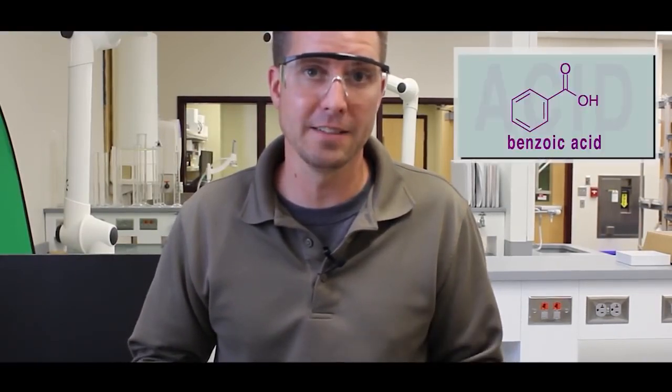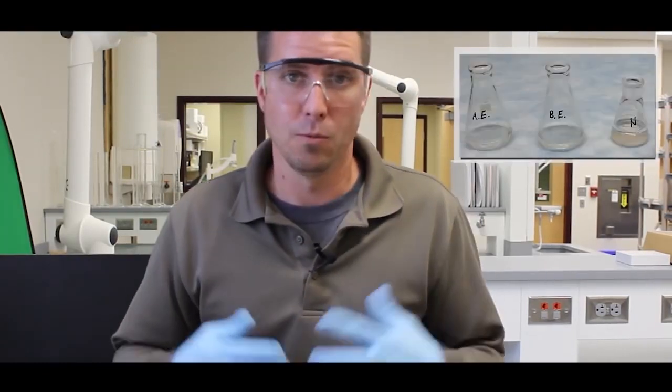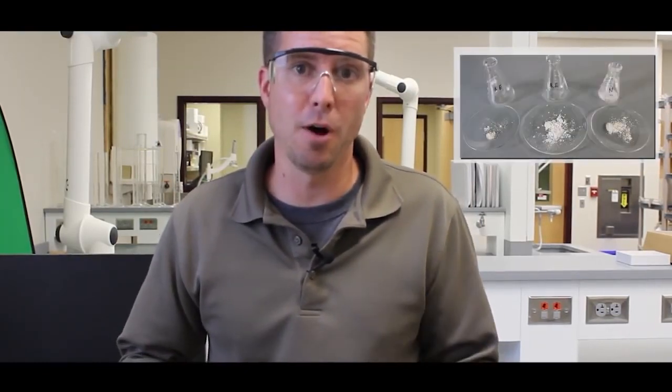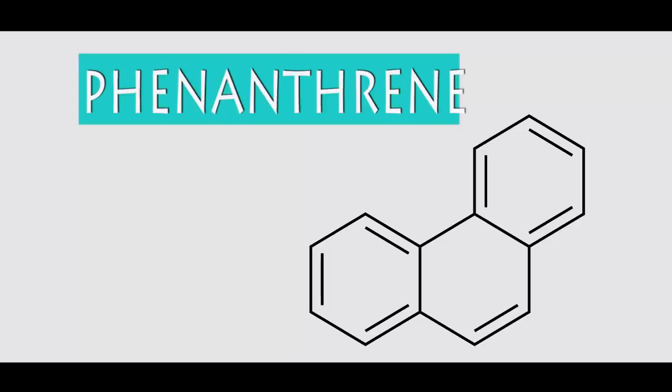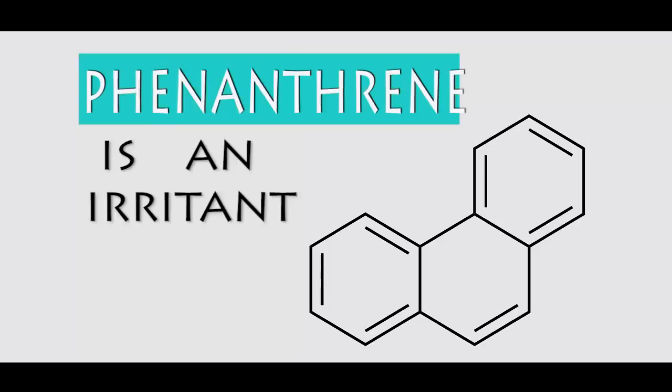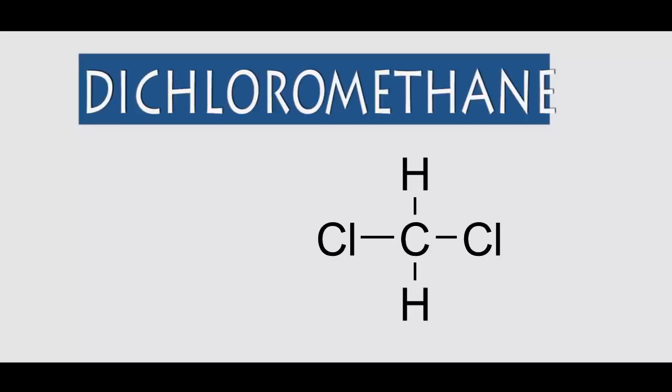Once that's removed, I will throw in a solution of sodium hydroxide, which will convert the benzoic acid into a sodium salt, which can then also be removed in the aqueous layer. Once the three compounds are separated, I will convert them all back to their neutral solids. Benzoic acid is corrosive. Phenanthrene is an irritant. P-bromoaniline is an irritant. Dichloromethane is toxic.